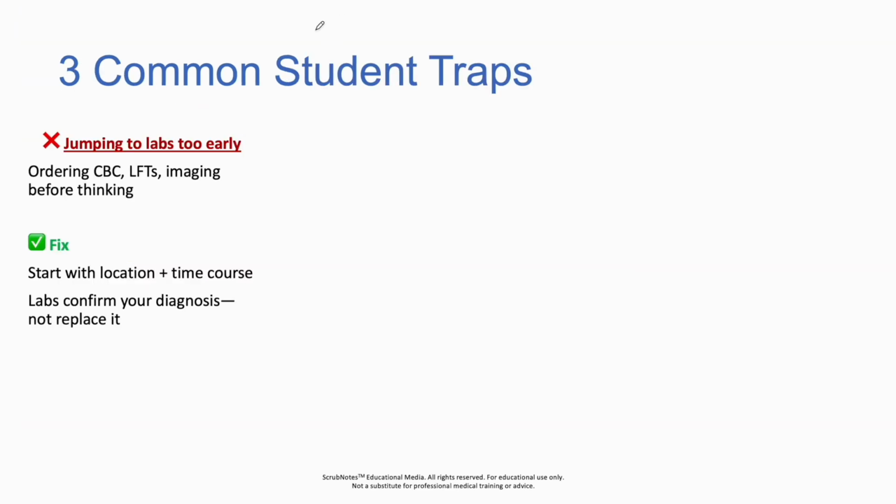Before we summarize and wrap up, I wanted to give you 3 common traps that students make and how to avoid them. The first is jumping to labs too early. To fix this, you want to start with location and time course. So remember that algorithm we went through for right upper quadrant pain. And labs confirm your diagnoses, they don't replace it.